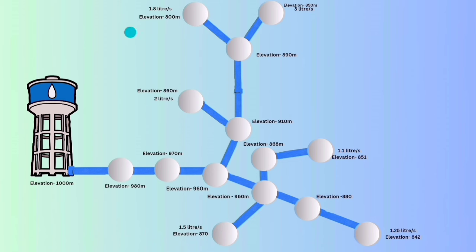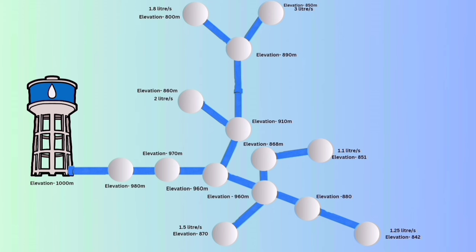So here the demand is 2 liters per second. You can convert it in million liters per day or any other relevant unit that you may be using in your country. But for the sake of this tutorial, we will be converting it into liters per second. So this is the brief introduction of the network. Now we will move to the next section.